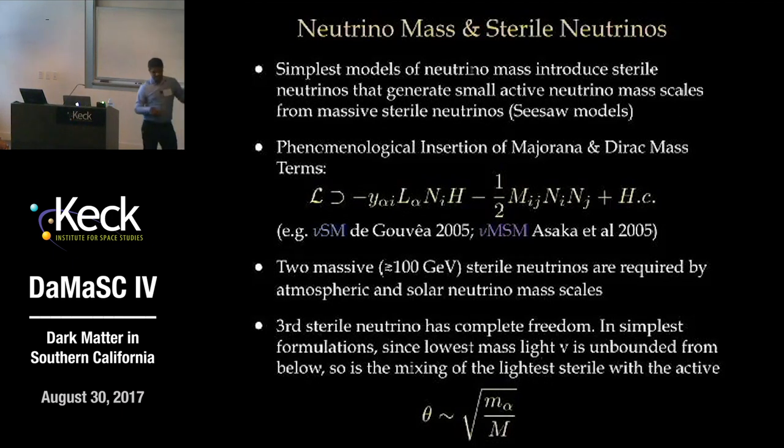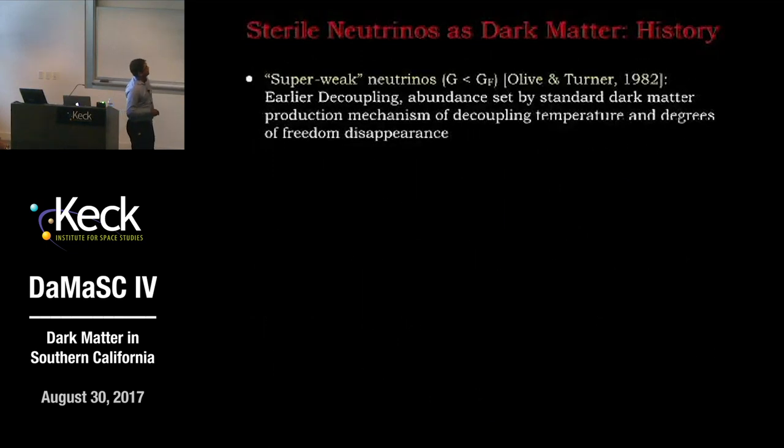the light neutrino mass scale and the heavy neutrino mass scale. And since the light neutrino that the sterile mixes with is unbounded from below, you can get arbitrarily small mixing angles. Okay. We're going to see some very small mixing angles, which are possible in these mechanisms. So the history of sterile neutrinos is quite old.